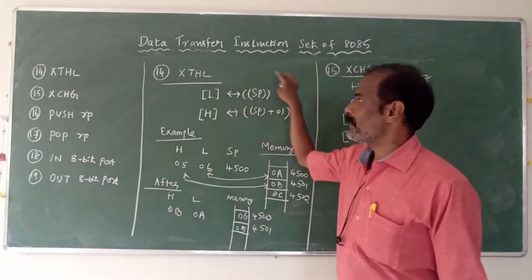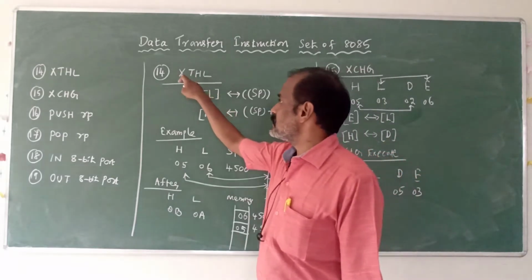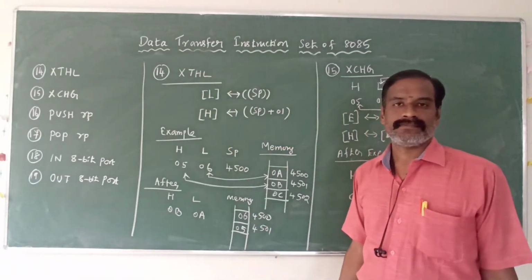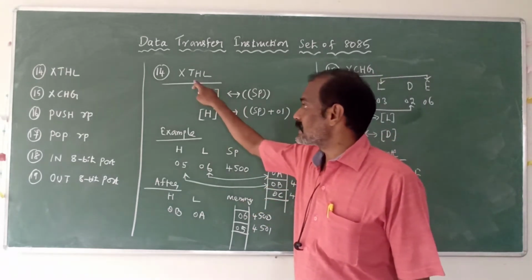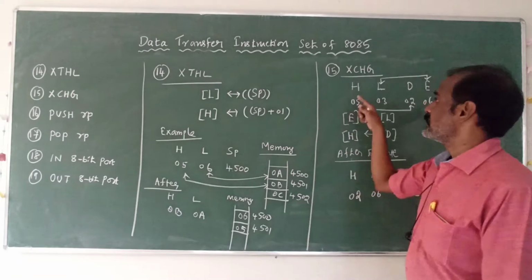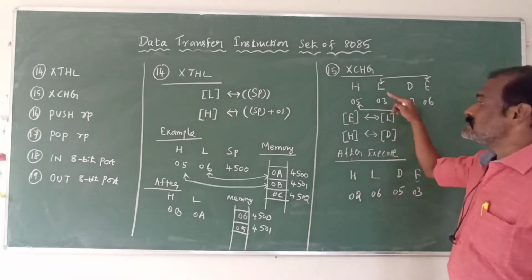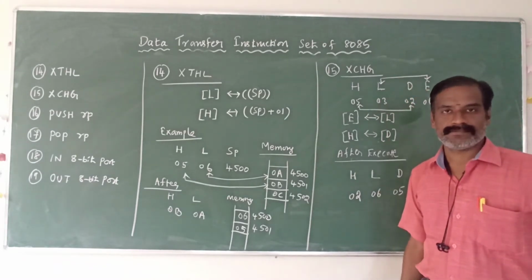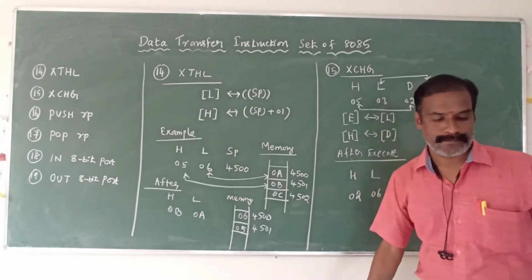These two are exchanges. Here XTHL means exchange the stack content with the HL register pair content, and XCHG means exchange the content of the HL register pair with the DE register pair content. Okay, both are exchange.